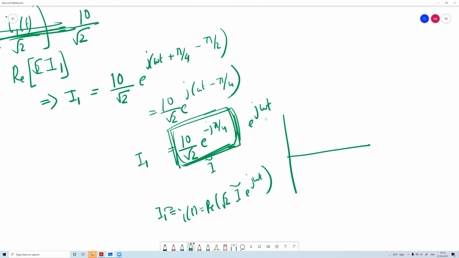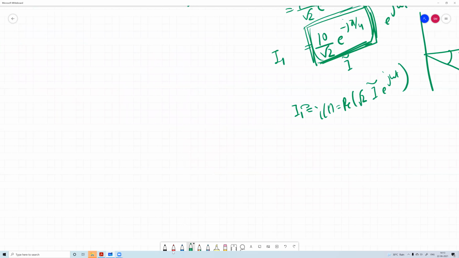This part is like a vector and we can plot it this way. This is my pi by 4, and this magnitude is 10. Is it okay? Yes, sir. We can do the same thing for I2 as well.